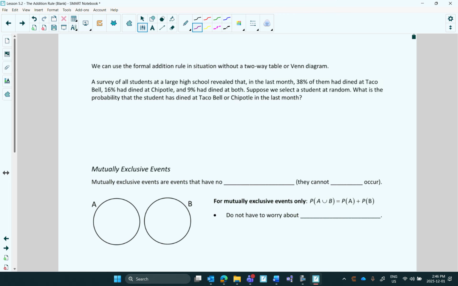Well, to find the probability of Taco Bell or Chipotle, I have to find the probability that they dined at Taco Bell, plus the probability that they dined at Chipotle. Now, remember, 38% of these that went to those weren't, it doesn't say Taco Bell only. Some of these may have been to Chipotle. Okay? Some of these may have been at Taco Bell. So what we have to do is we have to subtract away the overlap.